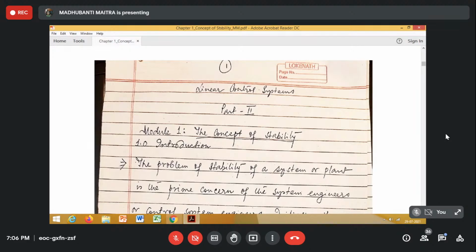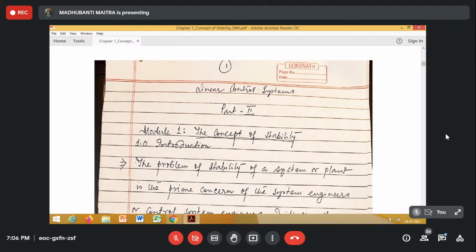or in other words, some form of command is given to the system. That means the system is being asked to perform certain tasks, and accordingly the system should be able to generate a response which will be in accordance with the input command. In terms of signals, the system should be able to generate an output signal which will be able to follow the input signal. So that is the purpose of a system, right?